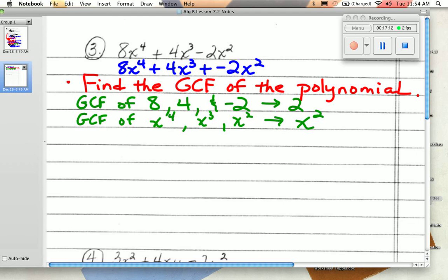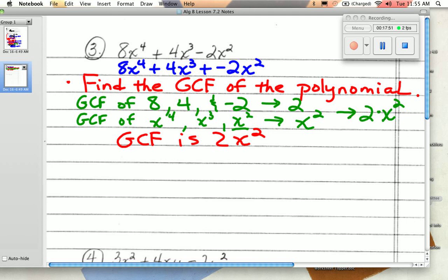Remember, what did I say? It's going to be the one that has the smallest exponent on it, because you can't take more out of that one than there are. This is what should happen every time. So now our GCF is 2 times x squared. So what's the GCF? 2x squared. It's going to be one of our factors in our final answer.